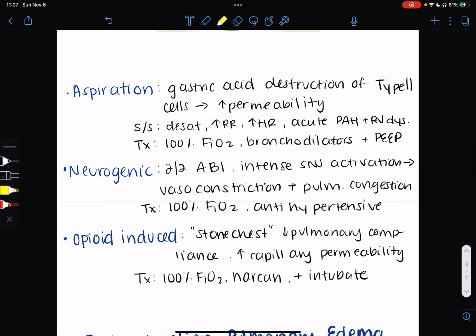All right, so we'll briefly discuss the non-cardiogenic pulmonary edema. First is aspiration, which I'm sure we've all seen as well. Gastric acid is going to damage the type 2 cells in the lungs, and that's going to increase permeability. Signs and symptoms are desaturation, increased respiratory rate, increased heart rate, acute PAH and RV dysfunction. We're going to treat with 100% FiO2, bronchodilators, and PEEP.